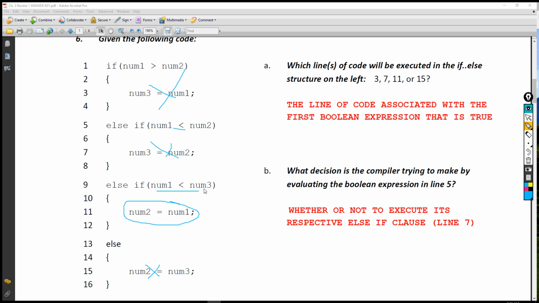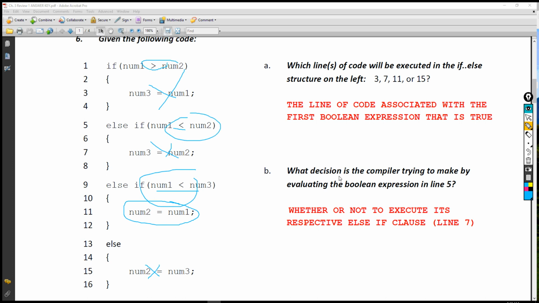that's true. Now, I probably should add on here, or line 15 if all the Boolean expressions are false. So that's what I think I need to add to this. So it's the line of code associated with the first Boolean expression that's true, as I demonstrated here, or it's line 15 if all of these are false.